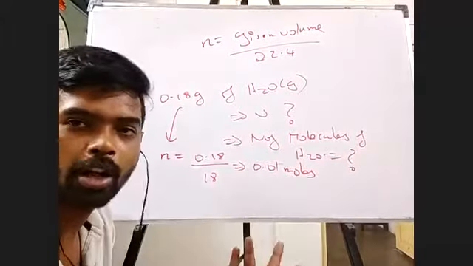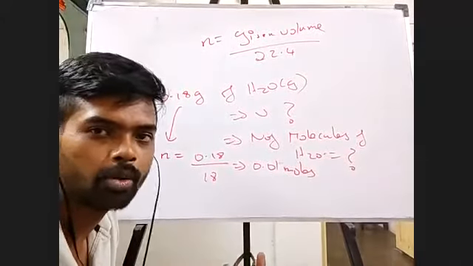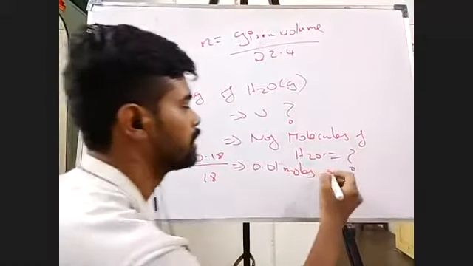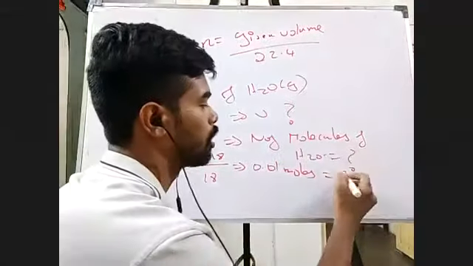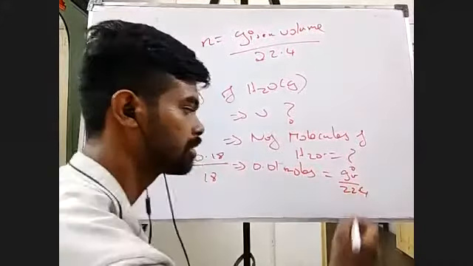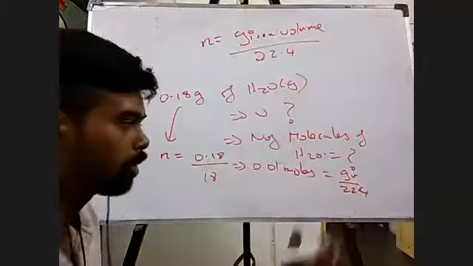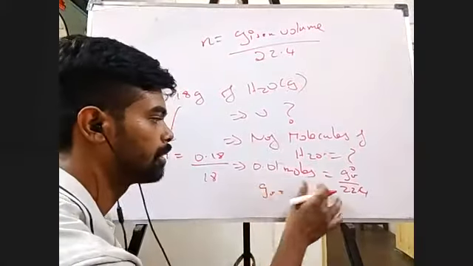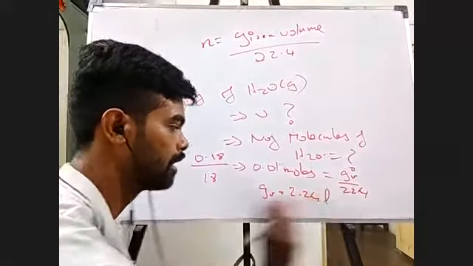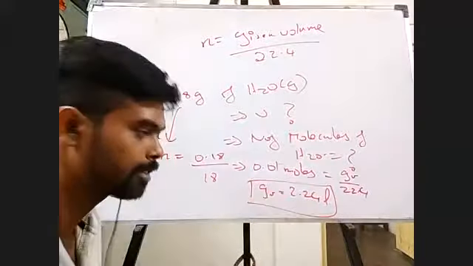Now either you can use the logic or you can use the formula. Whatever you want, you can use. Say if I use the formula which I gave here, now I have this equal to given volume, which I don't know, divided by 22.4 liters. Right? So what will be the volume now? Given volume will be 0.1 into 22.4. So it will be 2.24 liters. Done. One answer I got.